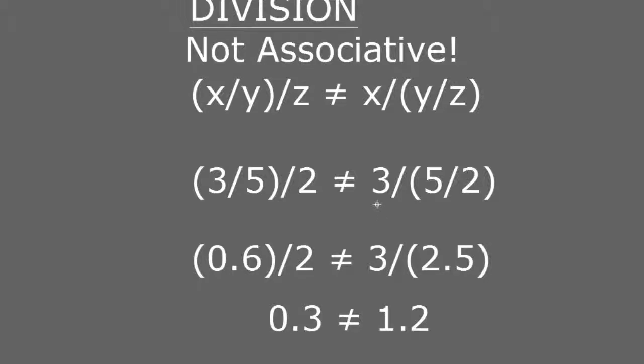3 divided by 5 equals 0.6, and 0.6 divided by 2 is 0.3. On the other side, I have 3 divided by 5 over 2. 3 divided by 5 over 2 is the same thing as 3 divided by 2.5. And 3 divided by 2.5 equals 1.2. So as we can see here, if we change the order of the operation, if we change which numbers we decide to divide first and which one we decide to divide later, we will get different results.